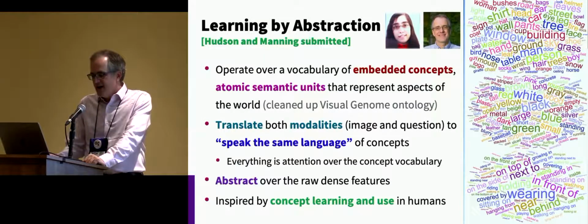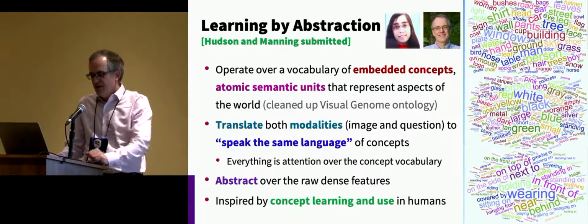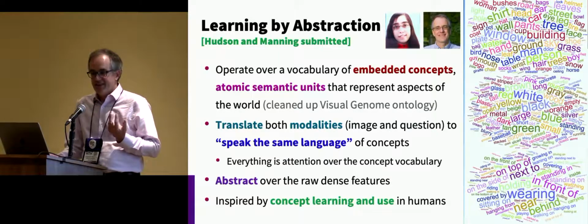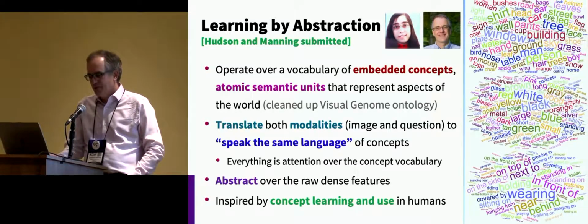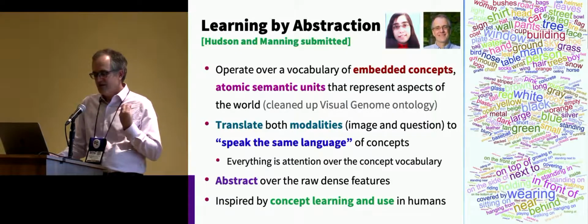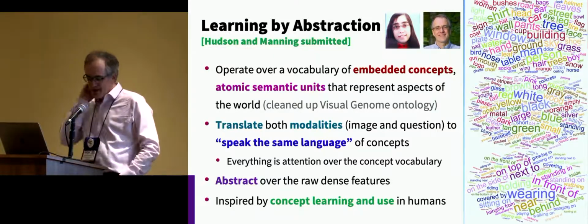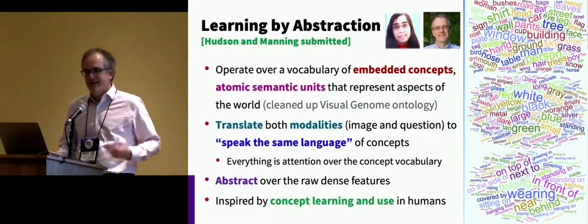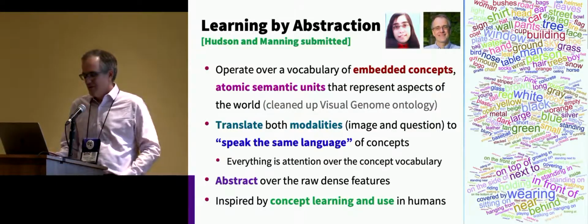Okay, so the idea is that we have a vocabulary of embedded concepts, which are our atomic semantic units. Essentially, that's a cleaned up version of the Visual Genome ontology. The crucial difference from most work is that we're going to translate both things in the image and things in the question into the same language of concepts. So both sides will be represented as attention over the concept vocabulary. And in some sense, this is meant to capture some of what I was saying before about human beings.